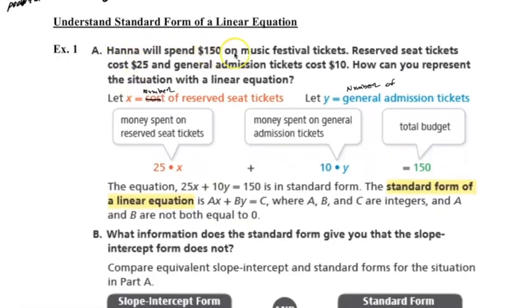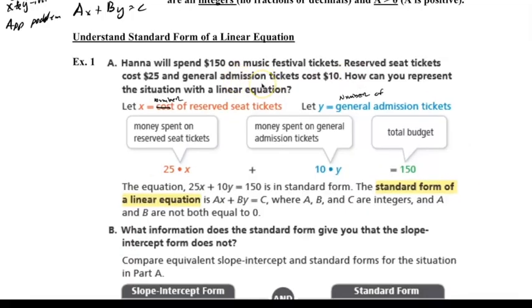Hannah will spend $150 on music festival tickets. Reserved seat tickets cost $25, and general admission tickets cost $10. How can you represent this situation in a linear equation? So this is a classic example of an application problem with linear equations. They give you the total cost. This is also known as our constraint. Constraint means I can't go past this. So that's our limiting factor. Then they give us the cost of each ticket.